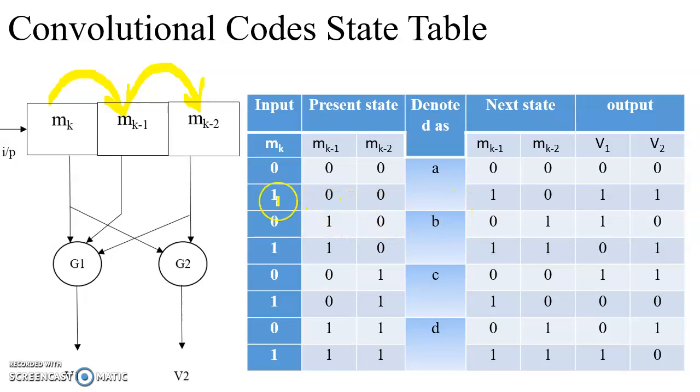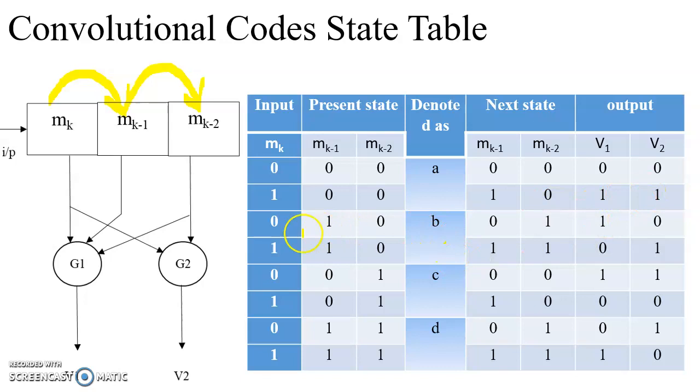Present state is 0, 0, input is 1. So the next state will be, this 1 is moving into the MK minus 1 position and this 0 is moving to the MK minus 2 position in the next state. So it is going to be 1, 0. And the output is 1 plus 0 plus 0 for V1, that is 1. And for V2, it is 1 plus 0, that is 1.